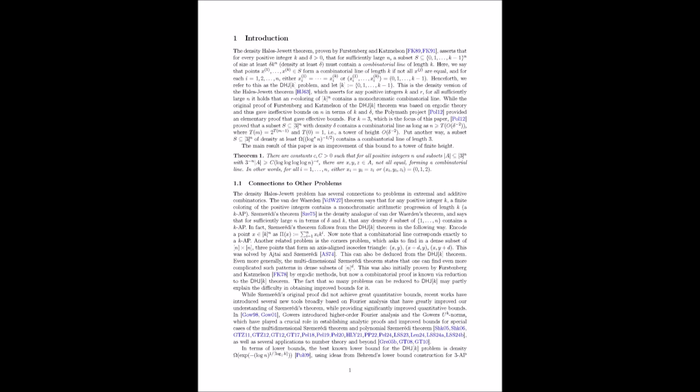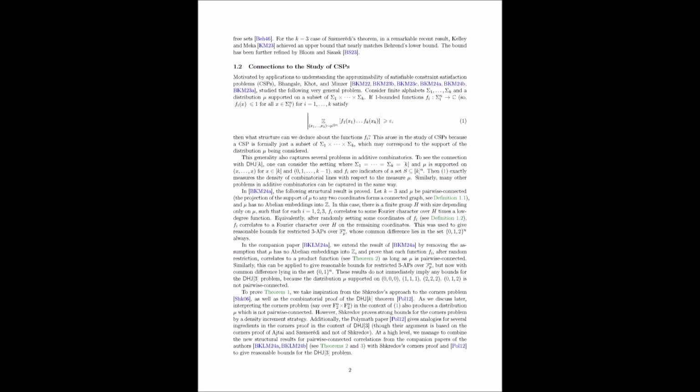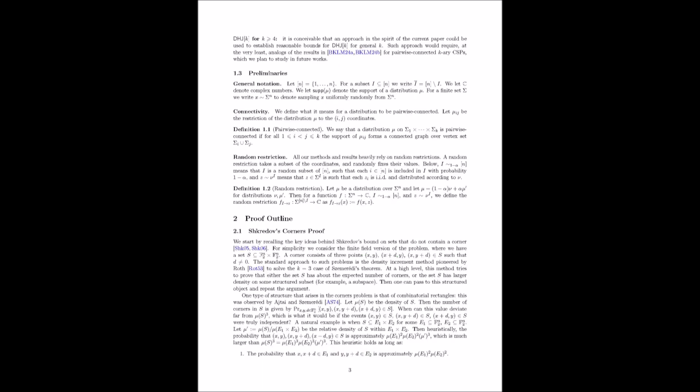It asks, if you have a sufficiently dense subset of points in a grid, can you always find a right-angled triangle where all three corners are points in your subset? This might seem unrelated to DHJ at first glance, but the underlying logic of finding specific configurations within dense sets is remarkably similar. So are you saying that the techniques used to prove DHJ can be adapted to tackle problems like the corners problem?